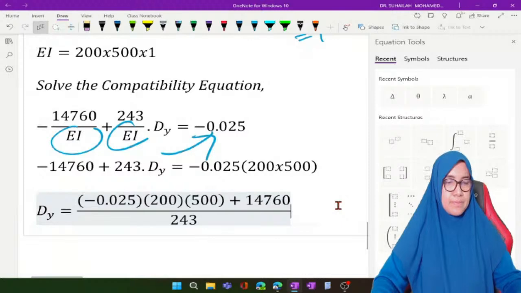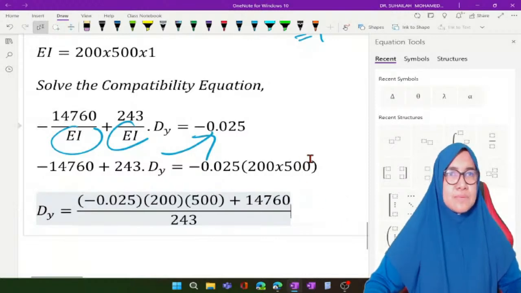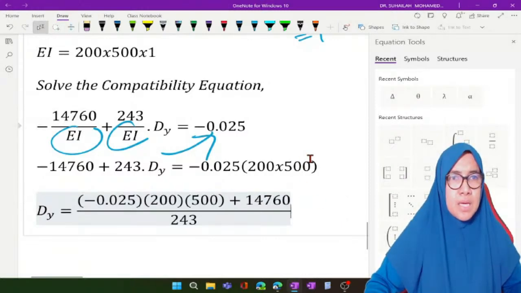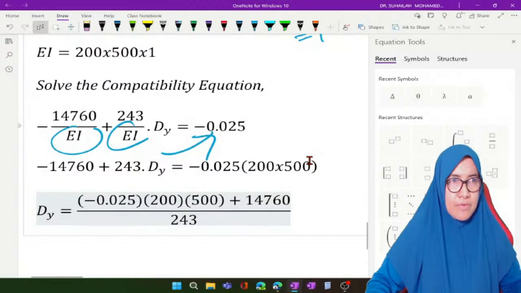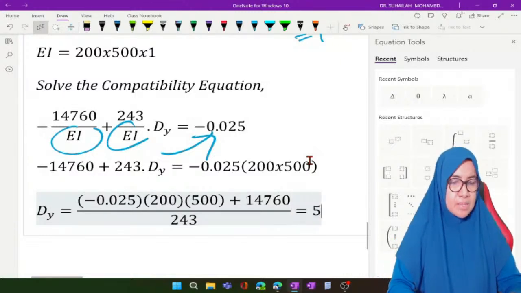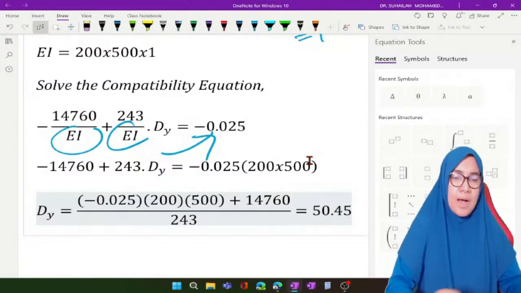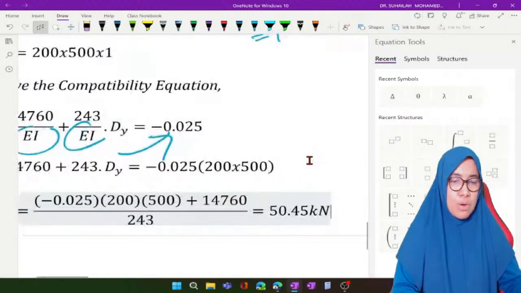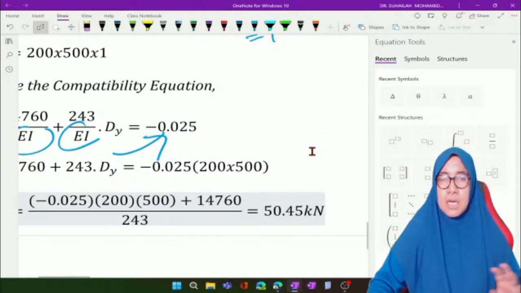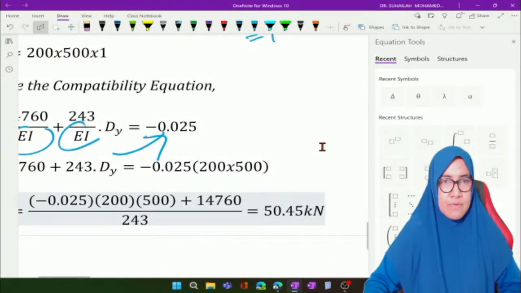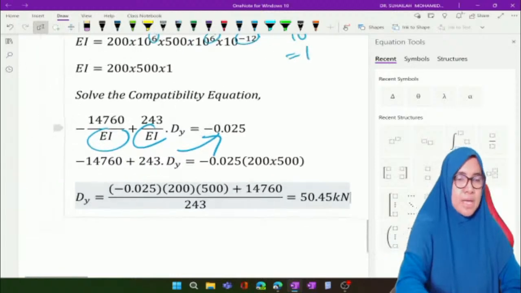Okay. What is the answer? 50.45. It is 50.45 kilonewton. Okay, 50.45 kilonewton.